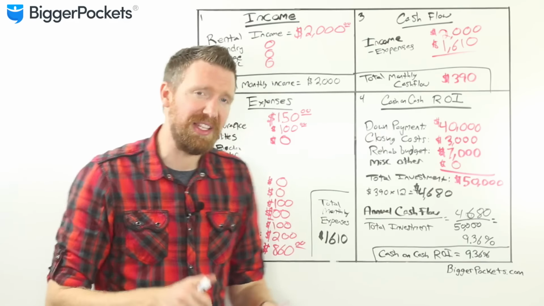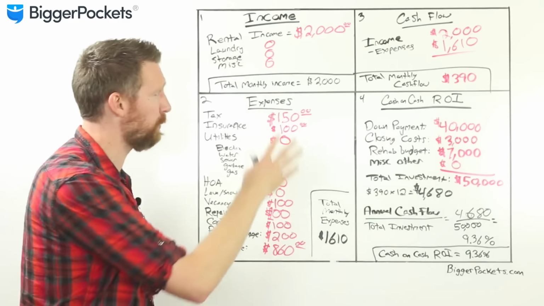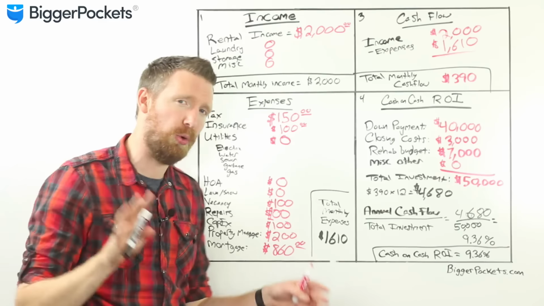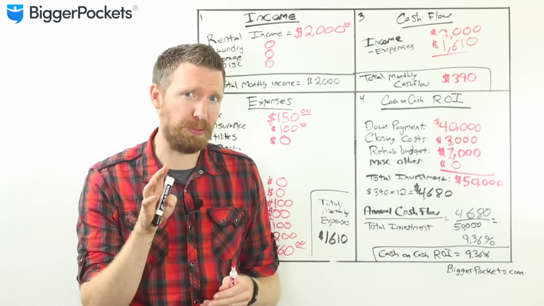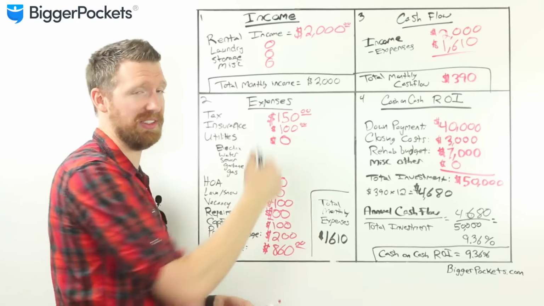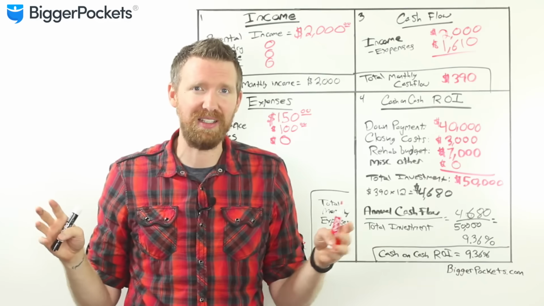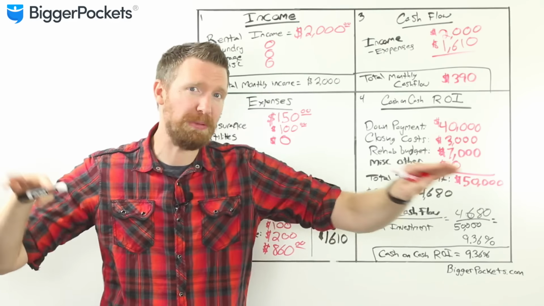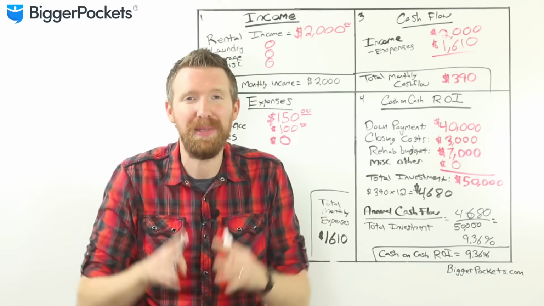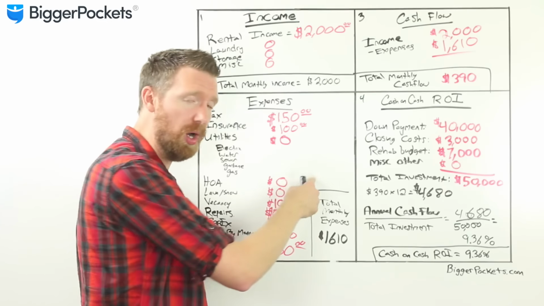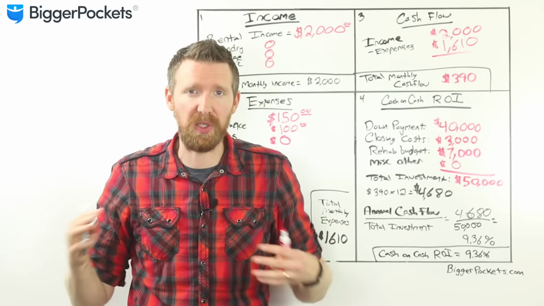For example, let's just say that this property we bought, everything worked out fine, we got the numbers, we came up with a 9.36% cash on cash return. What if that property wasn't worth $200,000? What if we got an amazing deal and in reality, all the other duplexes in the area were selling for $1 million? I mean, let's just be crazy, $1 million. So we could turn around tomorrow and sell this property for $1 million.